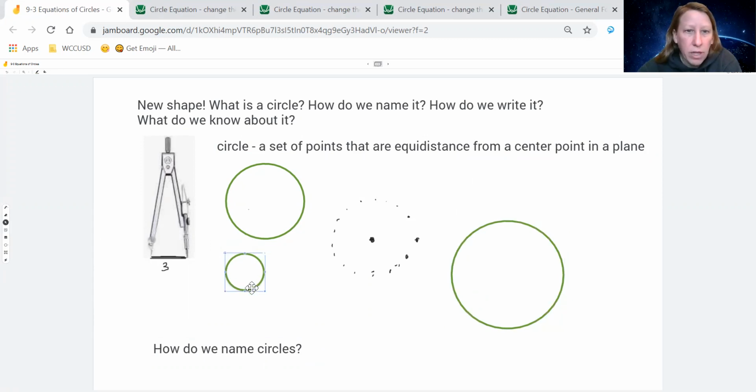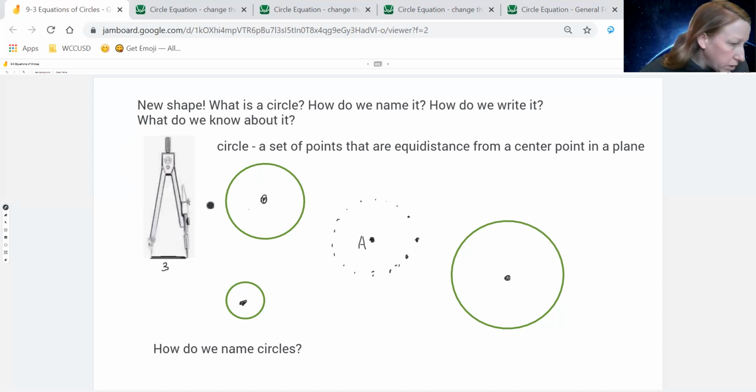The way we name them is we name them by their center point because that's the most important point on there. So if I say, hey, class, look at circle A, all your eyes would go here. So we can name circles by their center points. And maybe I'll name this one Q. Here's circle Q. Here's circle R. Here's circle D. Okay.